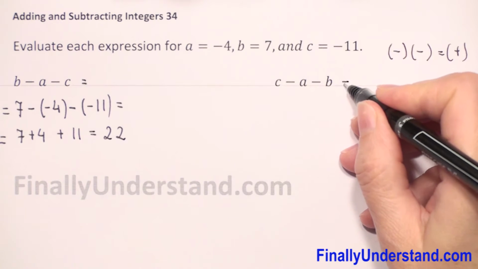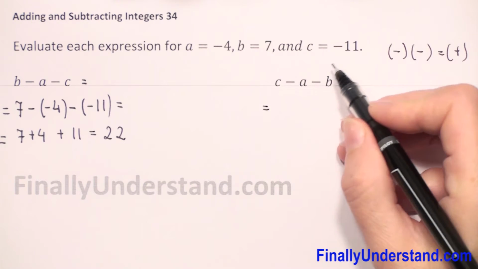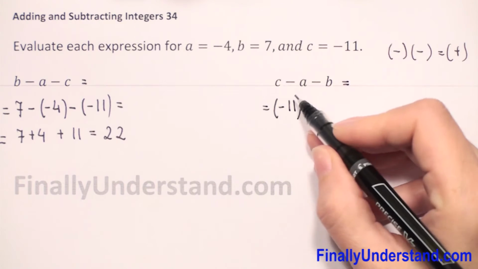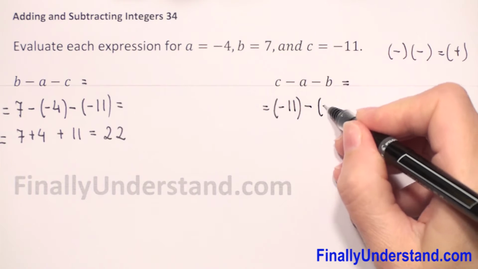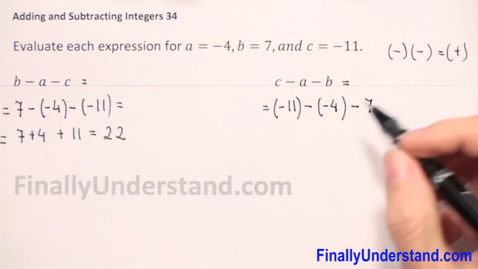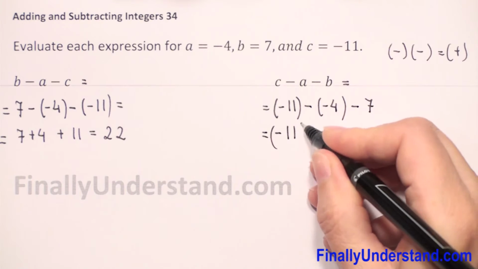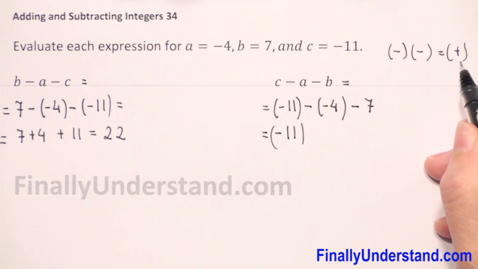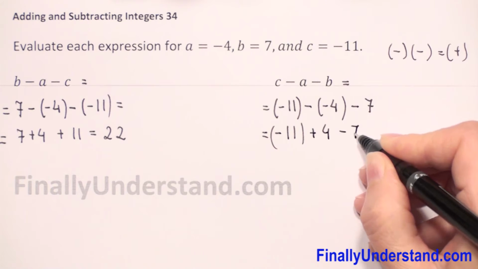And next example. We have to first substitute variables by the given numbers. So c is -11. We have to write this in parentheses. The negative sign we have to copy. a is -4. And we have minus, b is 7. So we have -11. Negative and negative, again, negative and negative give me a positive sign. So we have plus 4 minus 7.